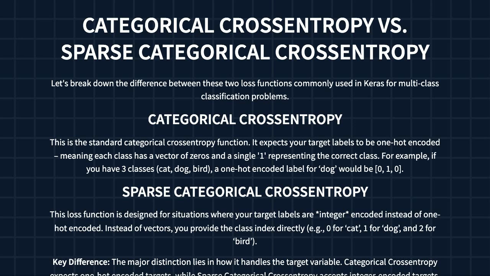Think of it like this: if you have 3 classes, cat, dog, and bird, the label for dog would look like 0, 1, 0. Sparse categorical cross-entropy, on the other hand, takes integer encoded labels, just the class index itself. So, instead of a vector, you give it the number representing the correct class. It's simpler and often more efficient when your labels are already in this format. The main difference is how they interpret those target values.